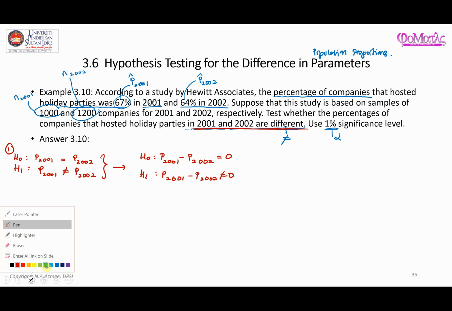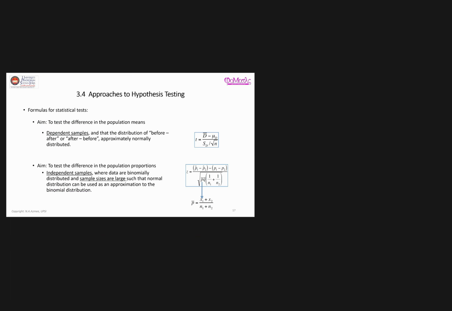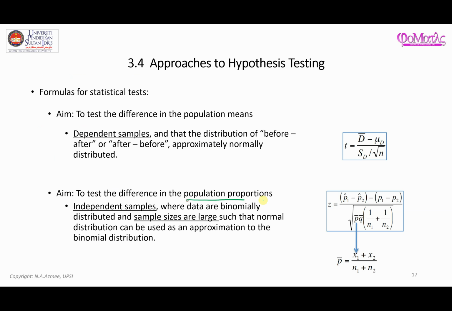Next is calculate the test statistic, and since this is about percentage of companies or proportions, what we're going to do is refer to this test statistic here. This is the test statistic to test the difference in the population proportions provided that sample sizes are large, so you can use the normal distribution as an approximation to the binomial distribution. Based on this test statistic, you know that you have to refer to the standard normal distribution table in order to find the p-value or the critical value. Okay, so these are the formulas. This is the test statistic. P bar here is given by this formula.